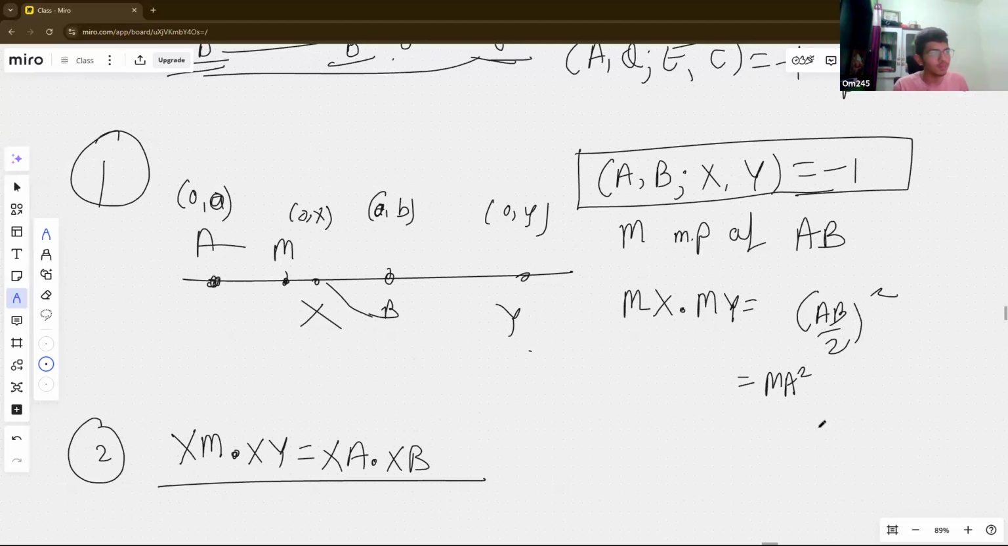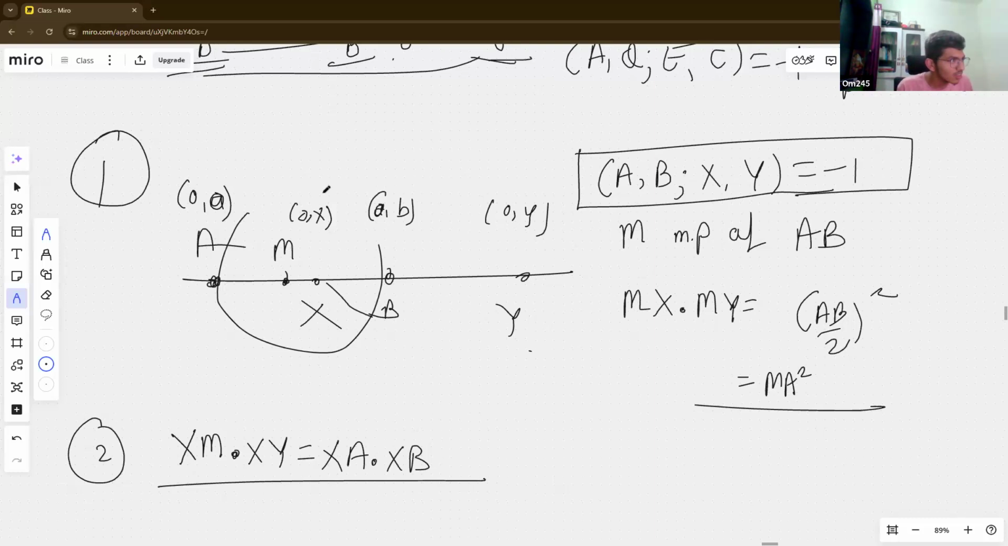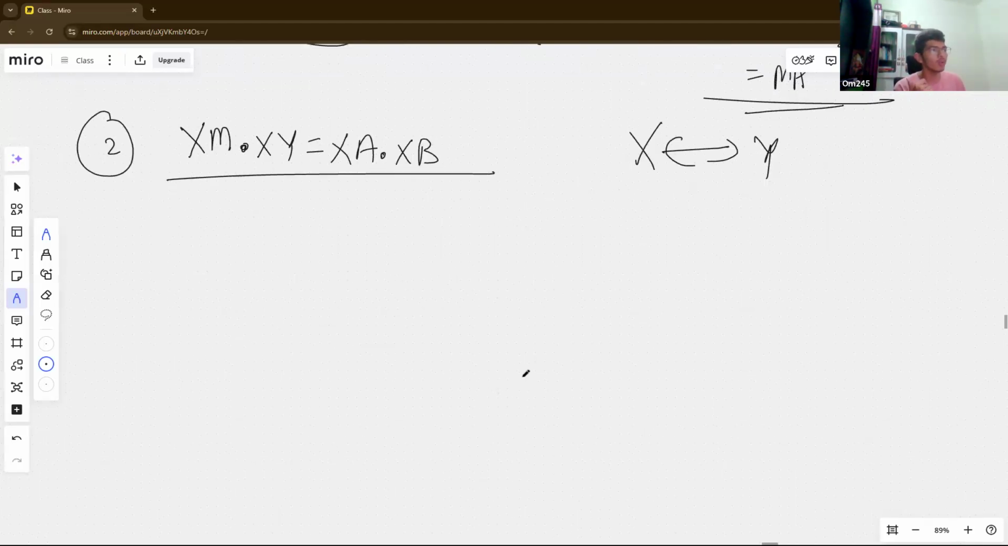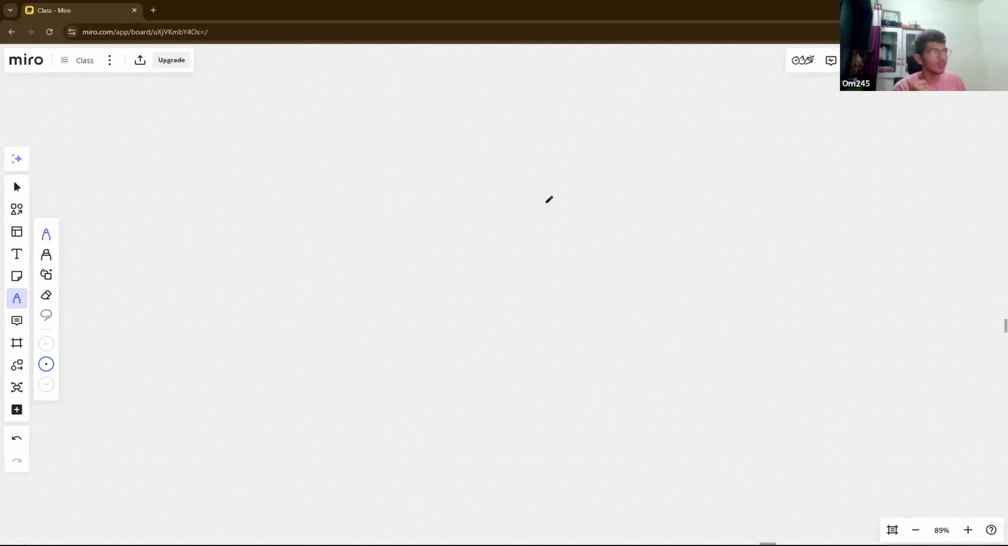But if you see this carefully, what is it actually telling us? Consider the circle centered at M with radius MA, passing through A and B. Because of power of a point, MX into MY is the square of the radius. So X will go to Y. So if X goes to Y, these things are harmonic: A, B, X, Y harmonic. And this fact is so useful. From this fact, we go for another very interesting result.